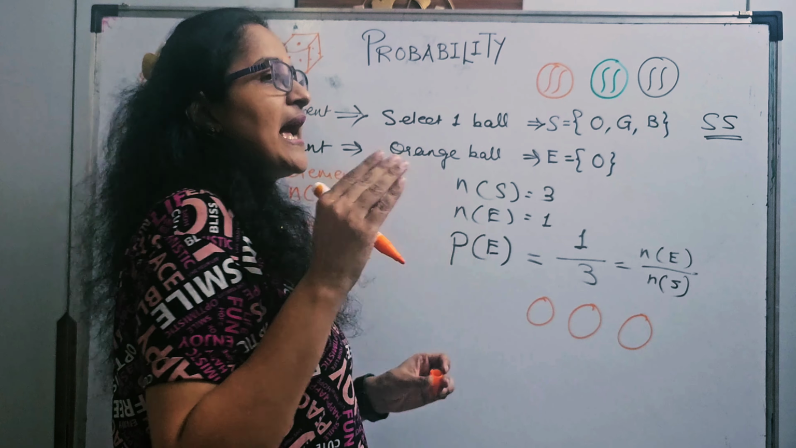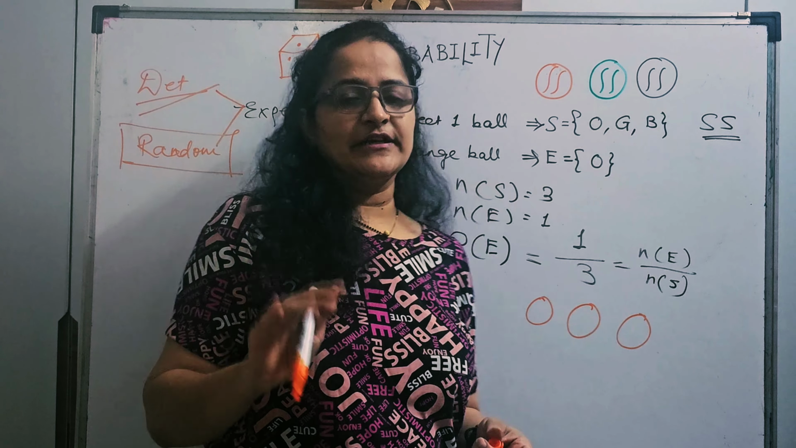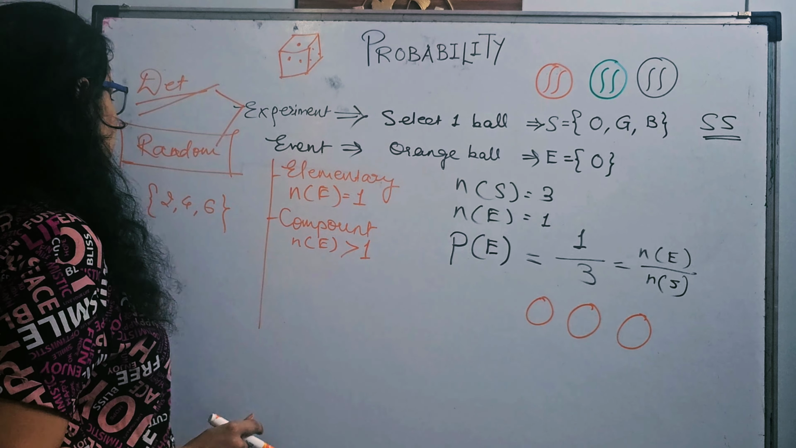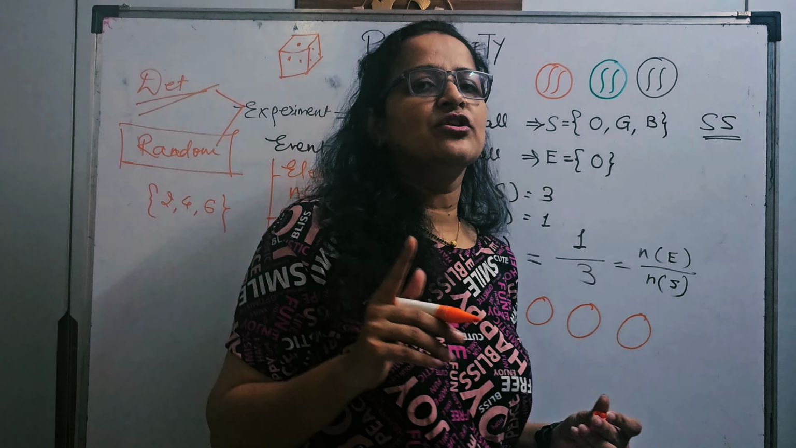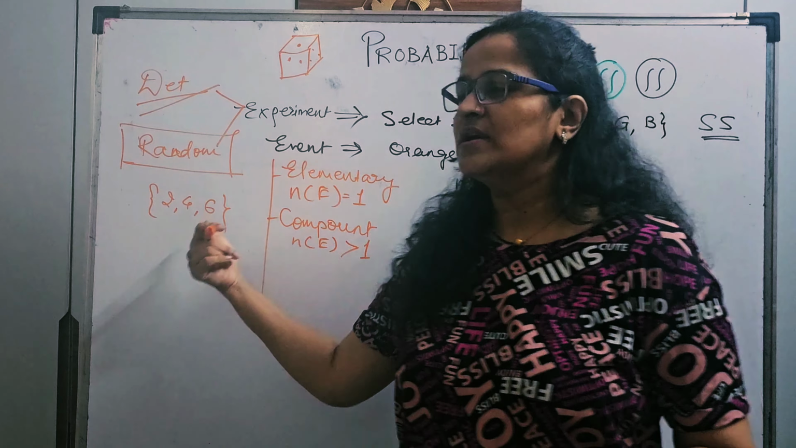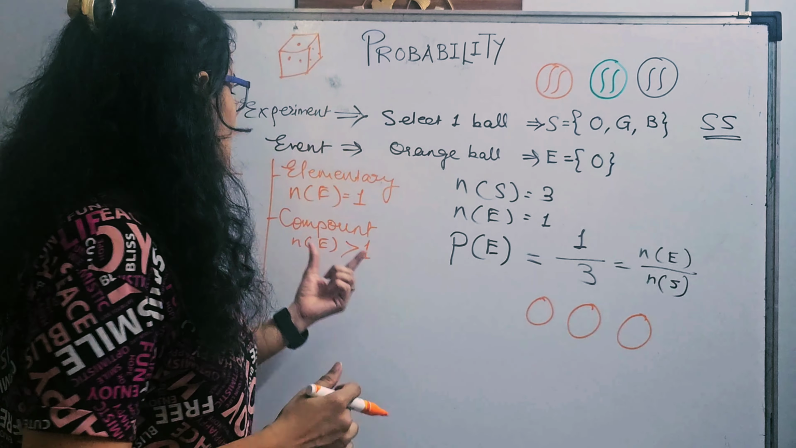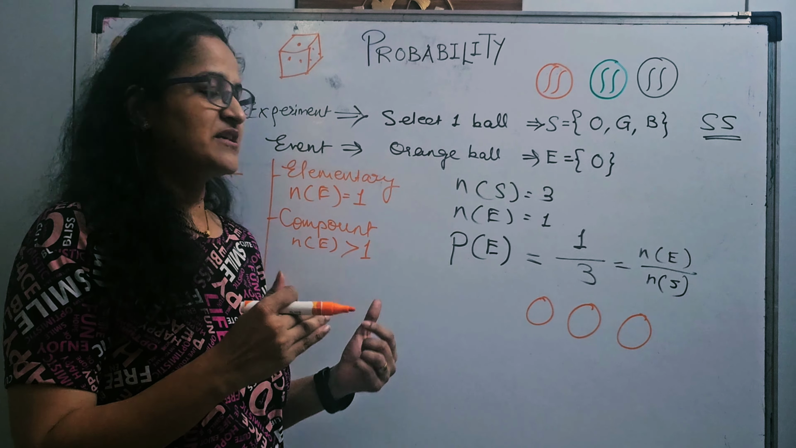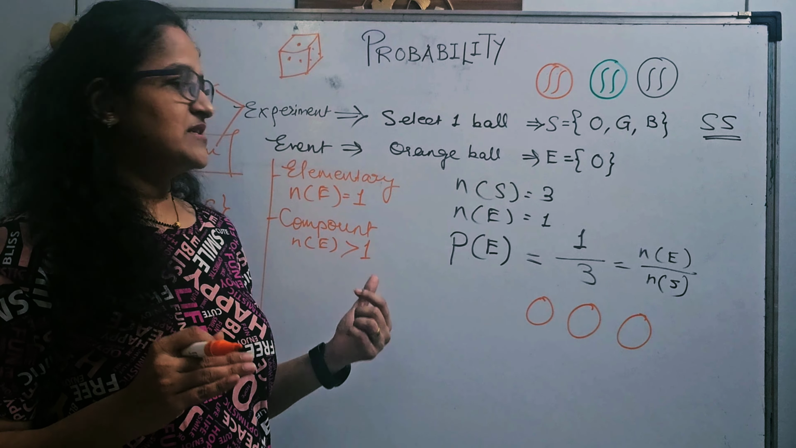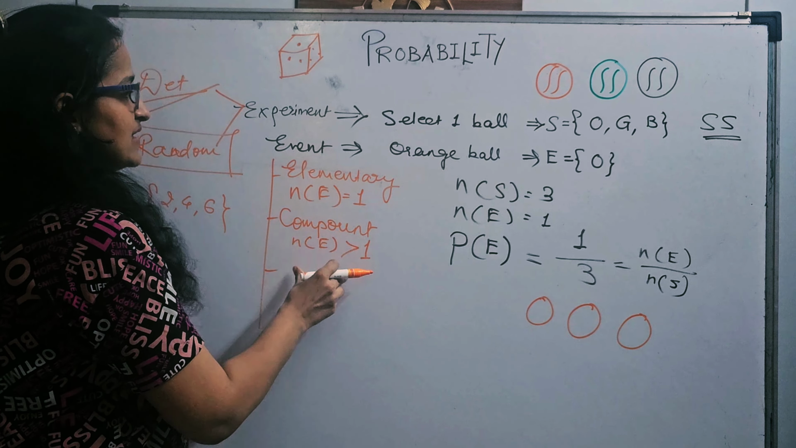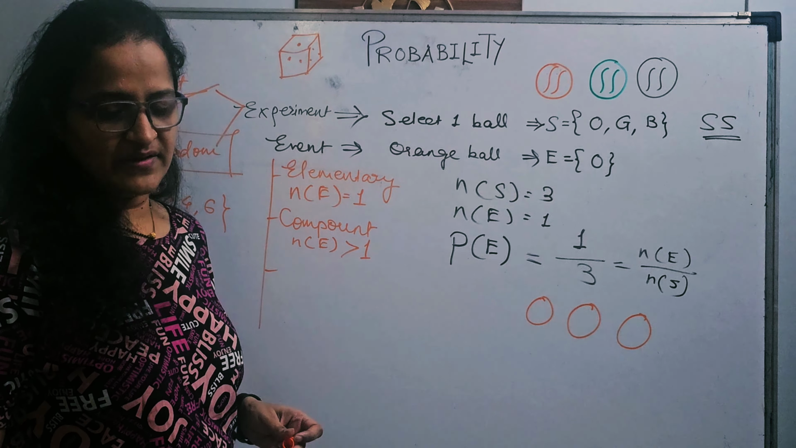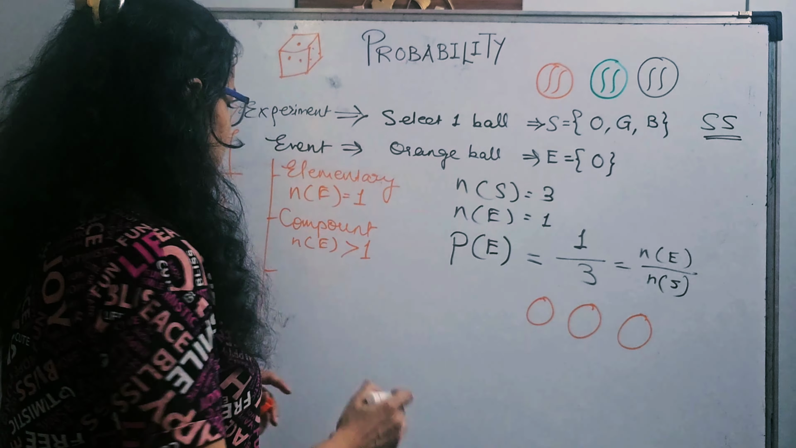The event is having an even number on the front side. So the event is going to be 2 or 4 or 6. So there are more than 1 items in your event right now, and that is nothing but your compound event. When the total number of outcomes in an event is greater than 1, that is your compound event. When there is just one outcome, that is your elementary event. Next is impossible event.